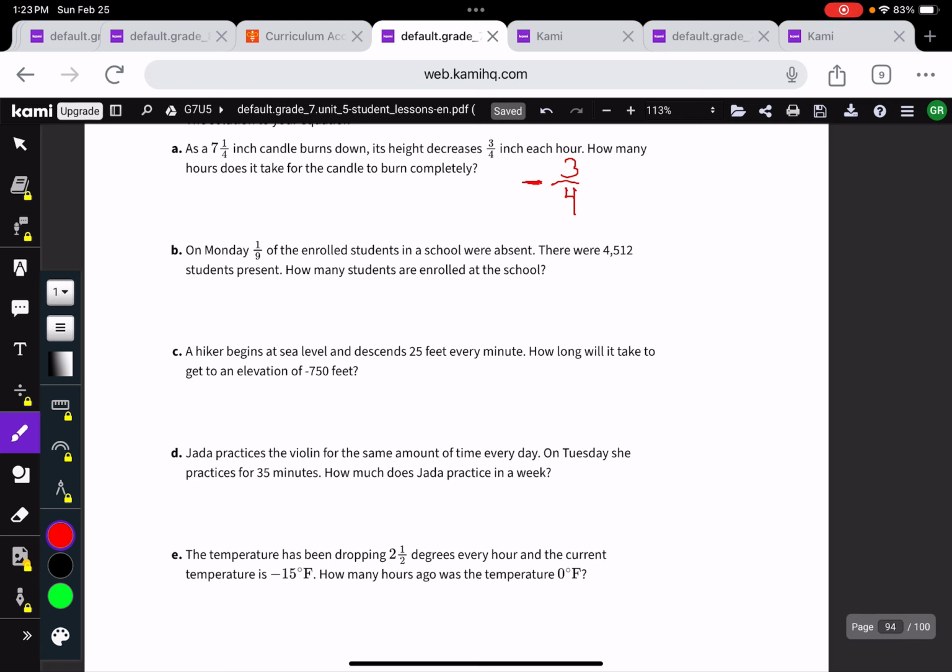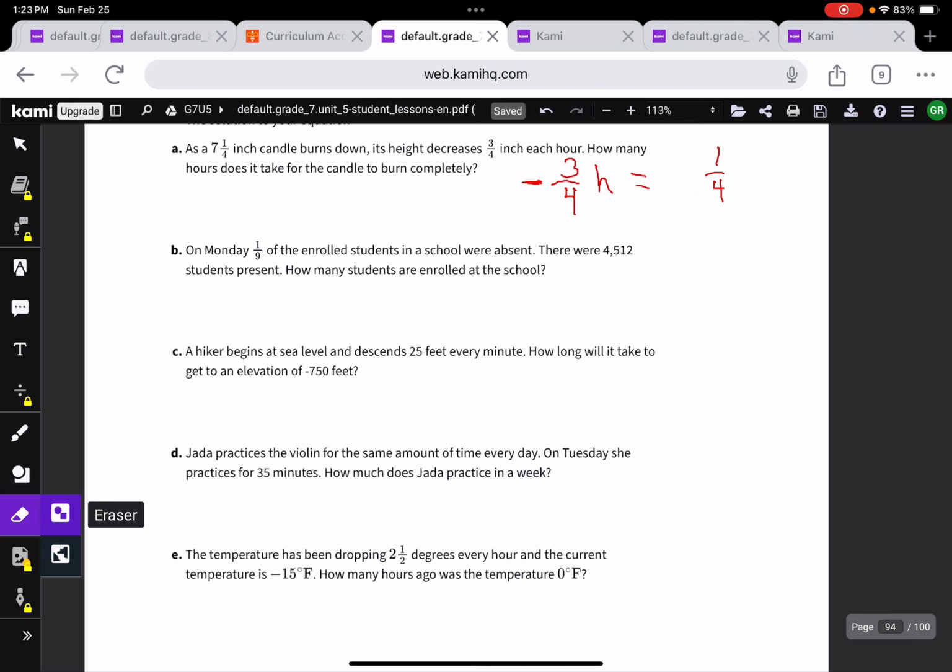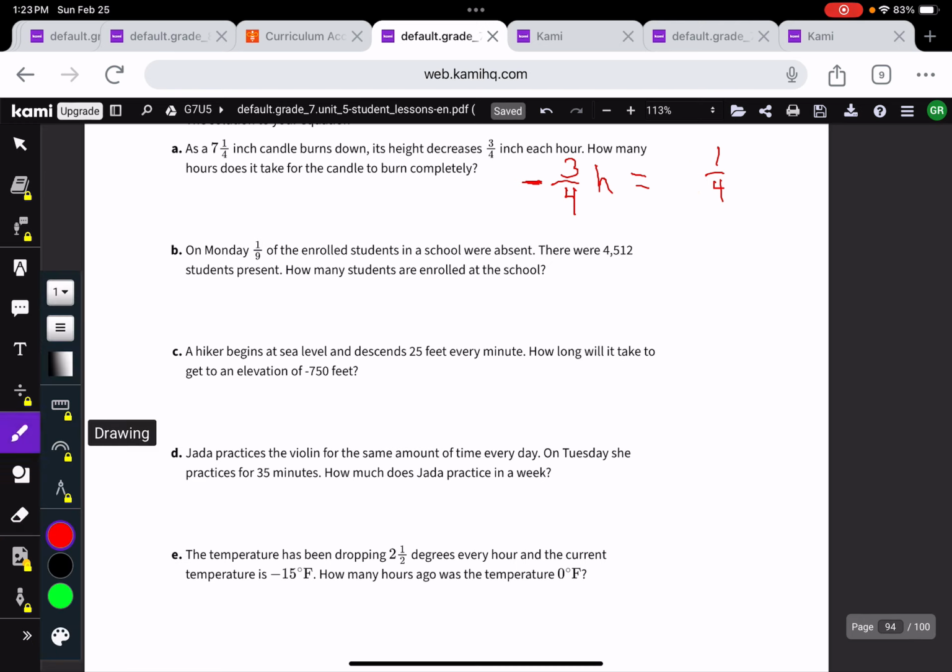How many hours? Well, 3/4 of an inch times, we'll use H for hours. If it's going 3/4 of an inch times the number of hours, is it 1 hour? But regardless, our initial instinct is, when will it take away that 7 1/4?